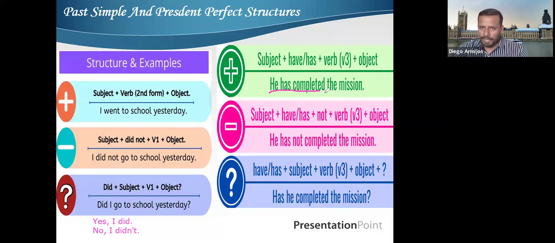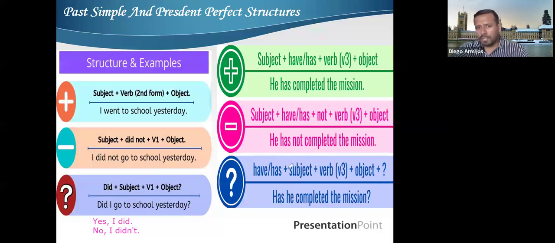An example: He has completed the mission. So here we have the subject, he, the auxiliary has, because this is third person singular. He is singular. That is why we're going to use the auxiliary has, and the verb, completed, the mission. All right. The same happens with negative. We have subject, have or has, it depends on the subject, of course, plus not, plus verb 3, the verb in the past participle form, and the object, okay? He has not completed the mission, right?